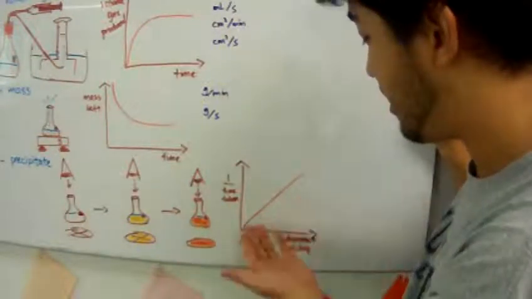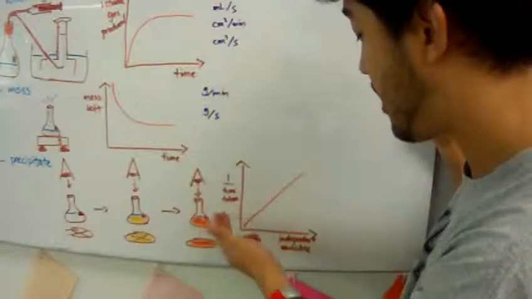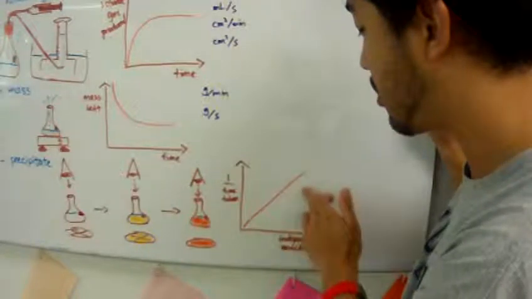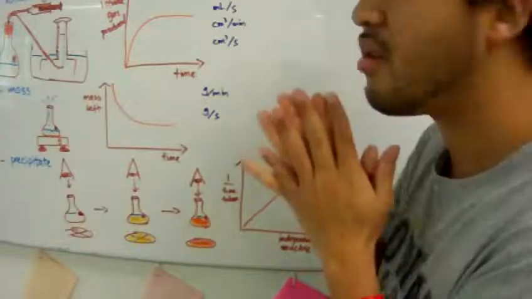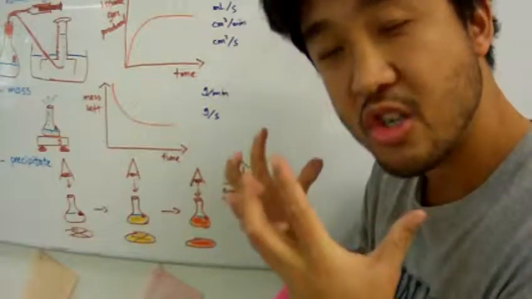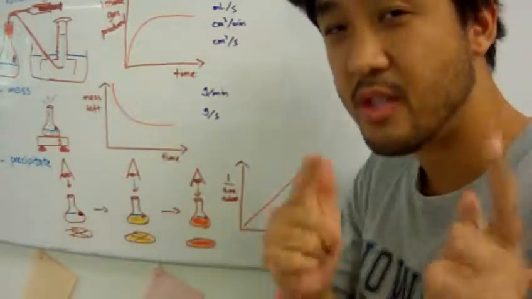And then you plot it here, and because it's 1 over time, your graph should look straight. So you have a best fit line here. All right? So these are 3 simple ways to measure the rate of reaction. So hopefully the video comes out great.